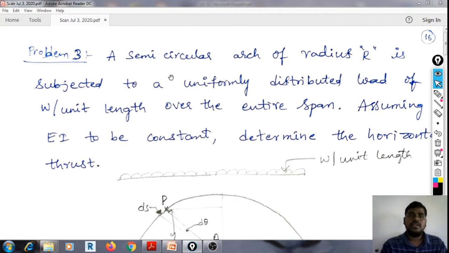When we read the question, a semicircular arch of radius r is subjected to a uniformly distributed load of W per unit length over the entire span. Assuming EI, what is EI? EI is nothing but the flexural rigidity. Assuming EI to be constant, determine the horizontal thrust.